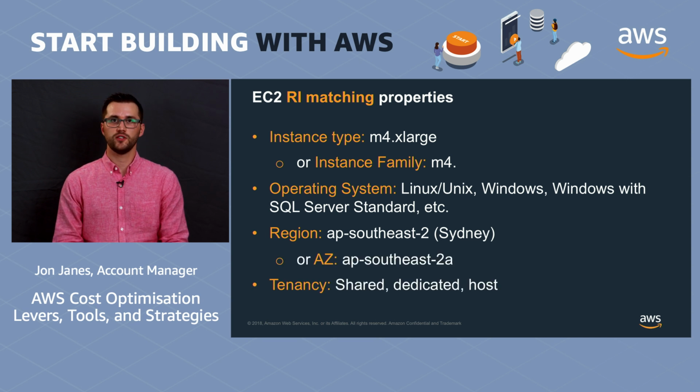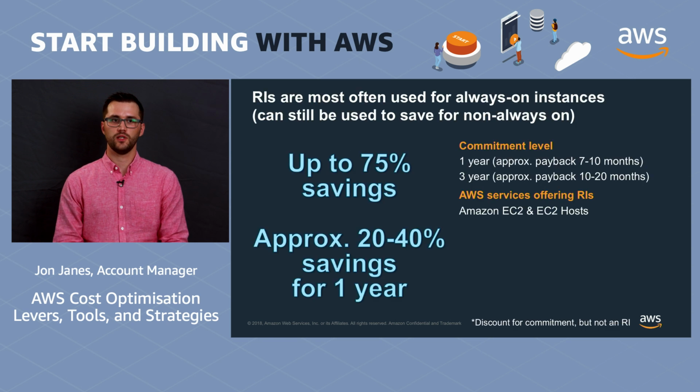The third component you have to select is a region. And then the last of that is you have to select your tenancy. Most often, you'll be looking at a shared host, but also if you're running on dedicated host on the AWS platform, you can look at reserved instances as a discount or an optimization mechanism.